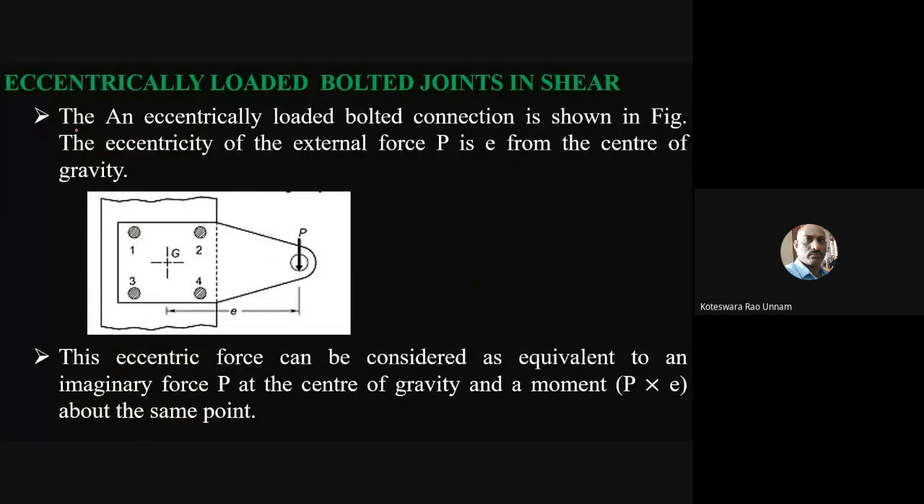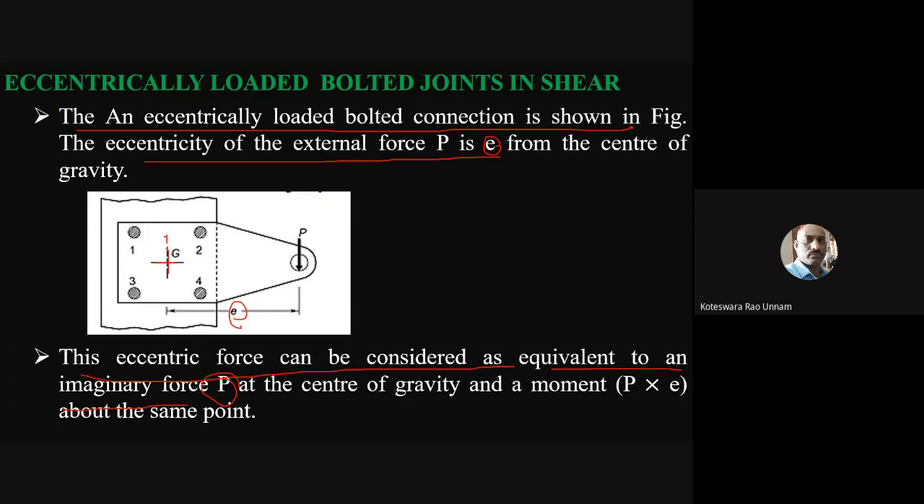So an eccentrically loaded bolted connection is shown in the figure. The eccentricity of the external force is E. Here the eccentricity is taken as E from the center of gravity. So this is the center of gravity, and we know how to find the center of gravity also. This eccentric force can be considered as equivalent to an imaginary force P at the center of gravity.